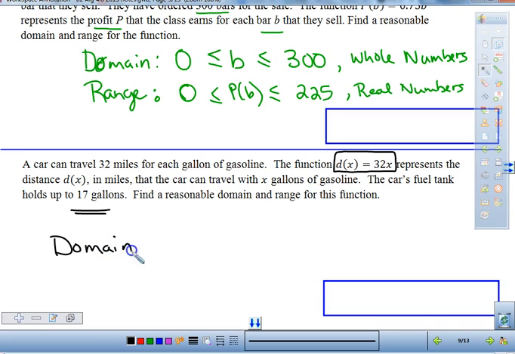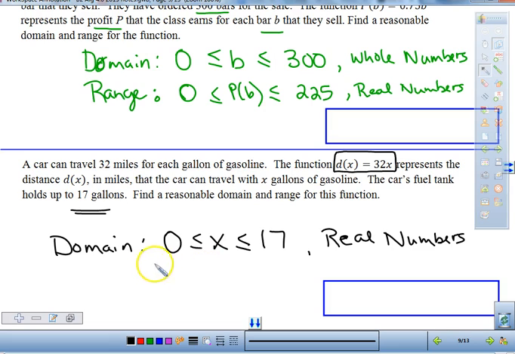The domain is all possible values that we could put in. So our domain is for our gas, that's going to be the x. The least, if we don't put any gas in, is 0. The most we can have is 17 gallons, which is all our whole tank holds. This, again, can be real numbers, because you can put a fourth of a gallon of gas in. So thinking about real numbers or rational.